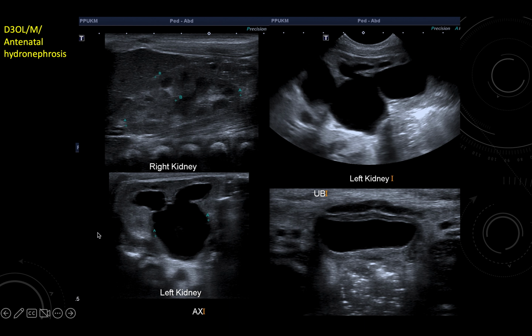This is the high resolution ultrasound, basically showing the same thing, but this is how we measured the anteroposterior kidney diameter, and it is more than 15 mm in this case, and distally we do not see any dilatation of the distal ureter.